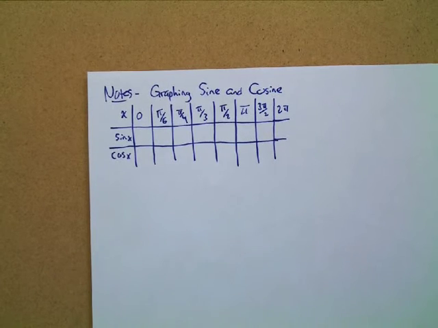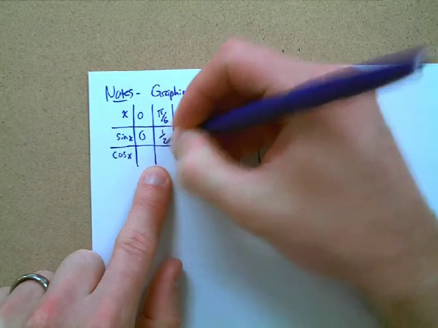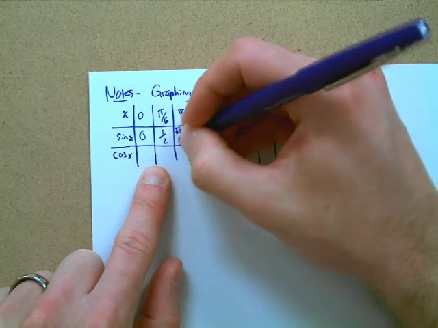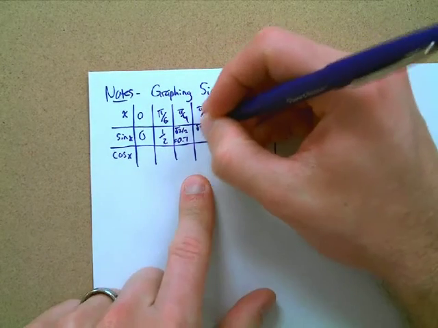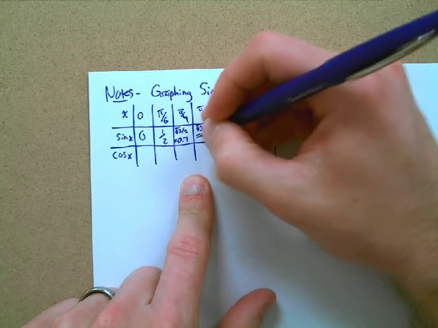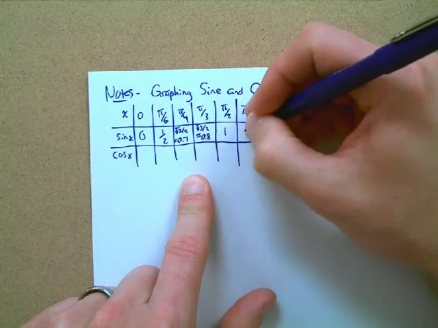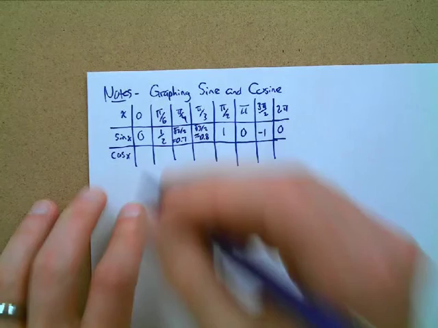So anyway, sine of 0 was 0. Then we had 1/2. Then we had root 2 over 2, which we said is about 0.7. Then we had root 3 over 2, which is about 0.8. And then pi over 2 is 1, 0, -1, and 0. Okay? I'll just focus on the sine for right now.